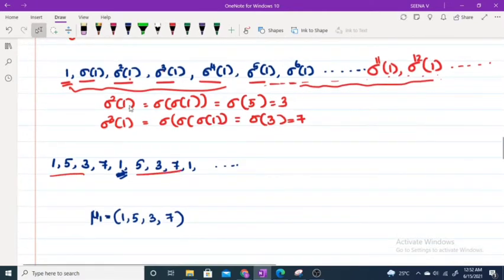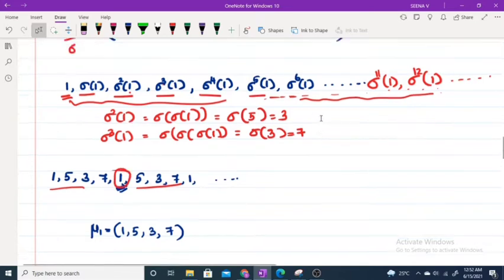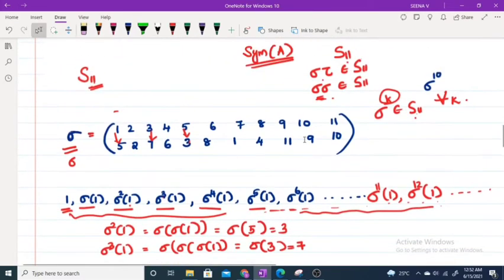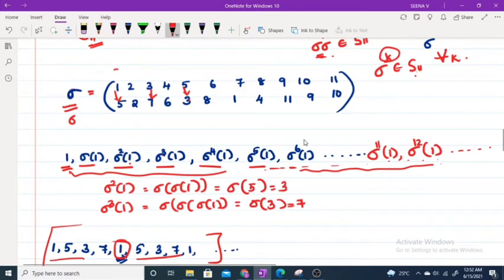Which is the first element repeated? This is 1. Okay, so this is clear from our example. But if we look at this, clearly as this set is finite, we will get sigma raised to s of 1 is equal to sigma raised to t of 1.